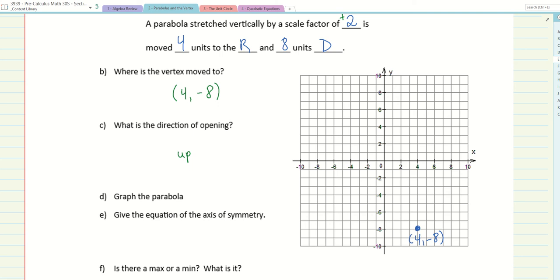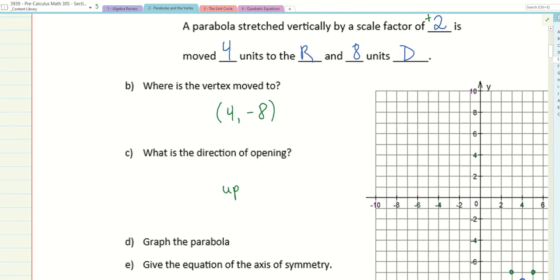Gotta figure out why my thing disappears every once in a while, but not today. Okay, so we're gonna get that. Let me zoom in.